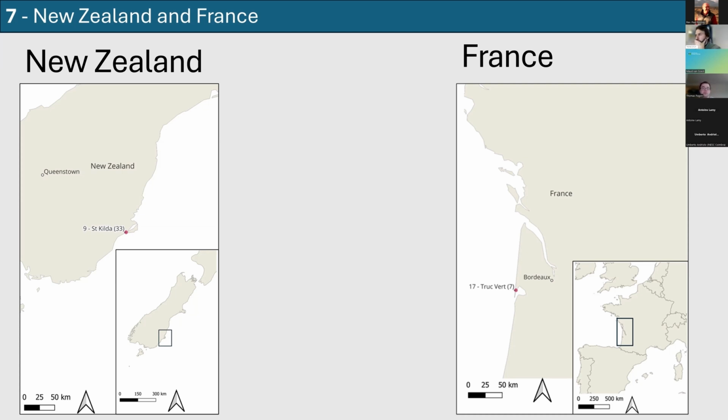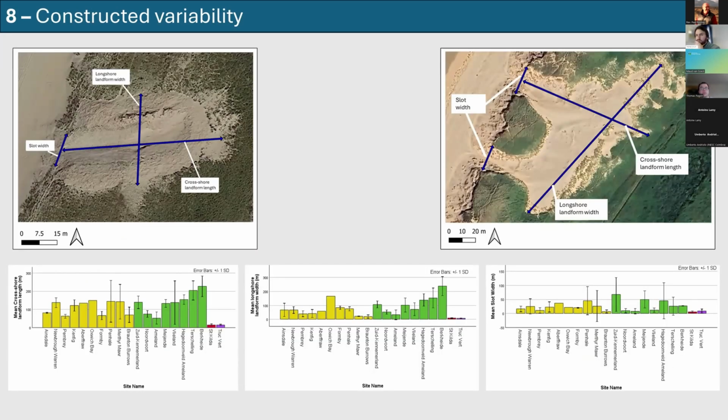This allows us to analyze their constructed morphology using aerial imagery from as close to the point of construction as we could find. Measurements were based on those used in the existing literature, but refined slightly to work with the data that was available. So again, reflecting how blowouts are termed and measured, we've got longshore landform width, cross-shore landform length, and then slot width as well. An interesting result was the presence of notches which had multiple slots leading to a common lobe. That is displayed on the right.